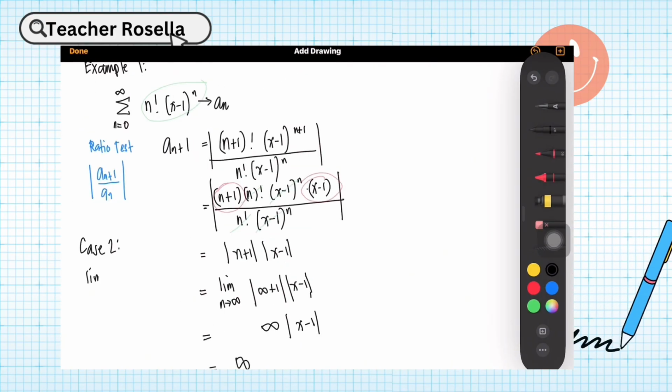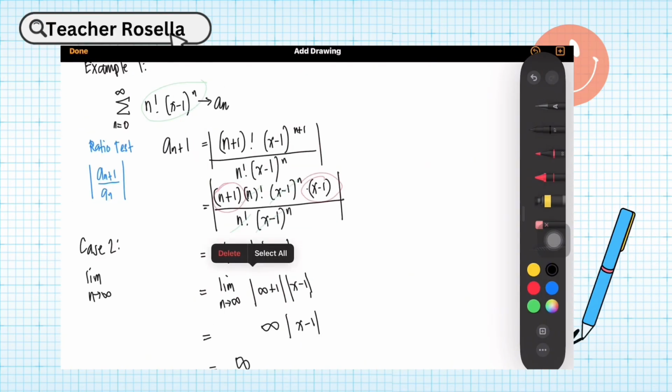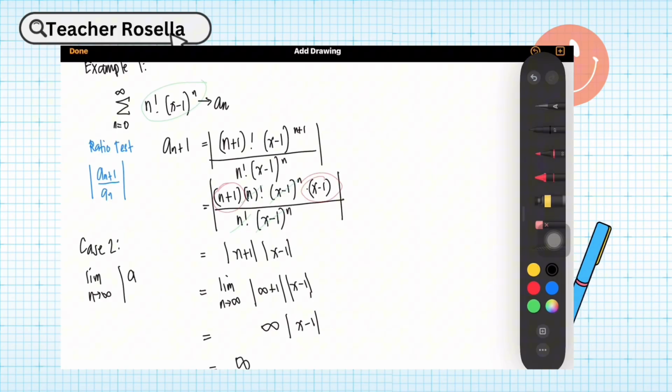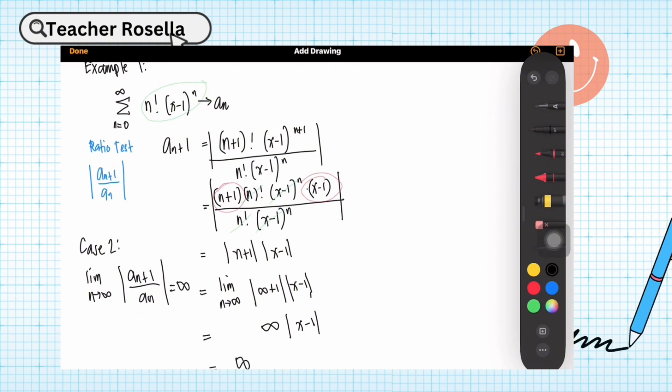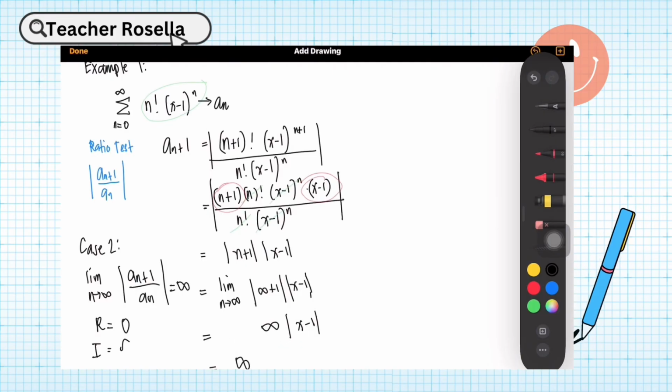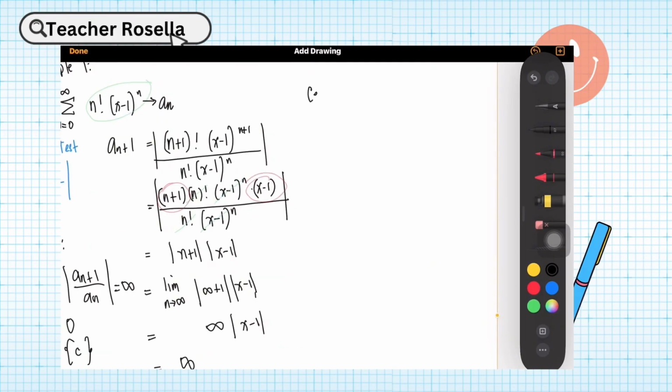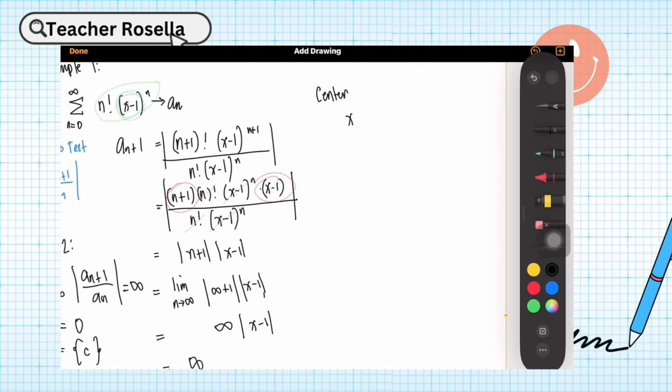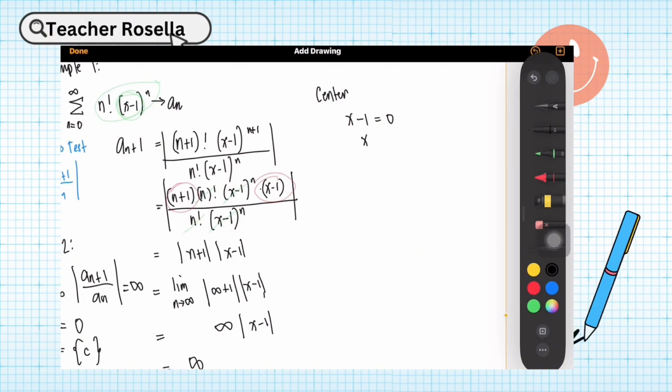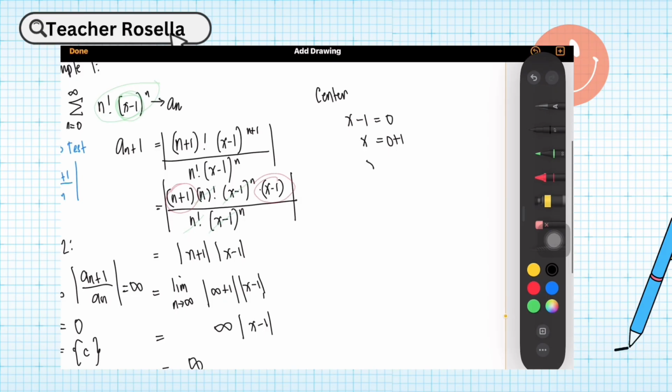So as case 2, if the limit as n approaches infinity of a sub n plus 1 over a sub n is equal to infinity, then our radius is 0 and the interval will be c, which is our center. So to get our center, we have to equate x − 1 to 0. So now x is equal to 0 + 1. So the value of x will be 1, which is our center.